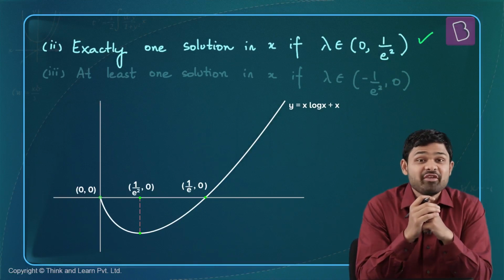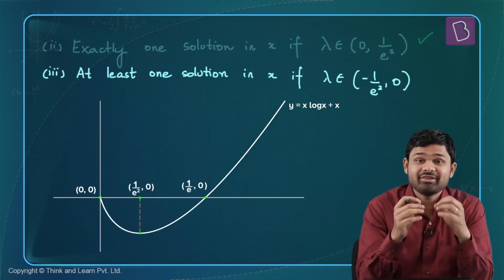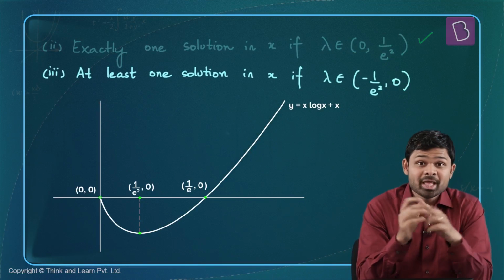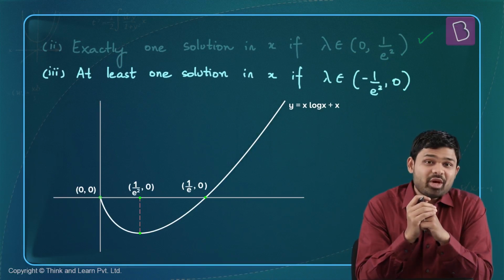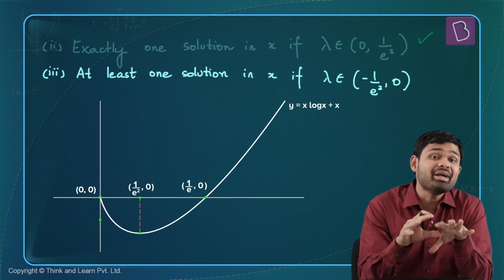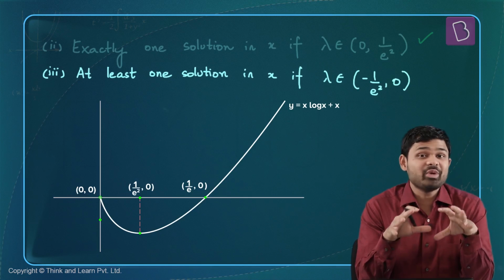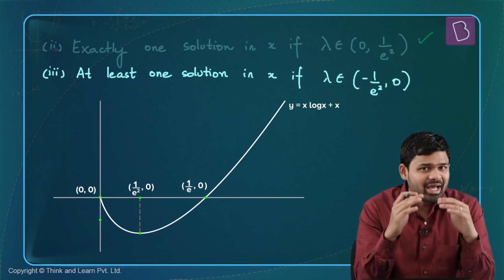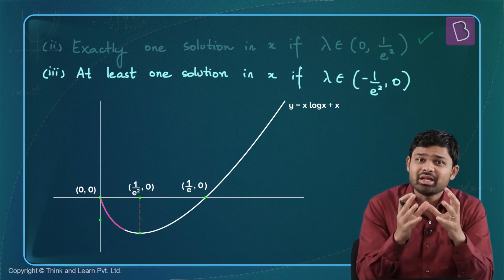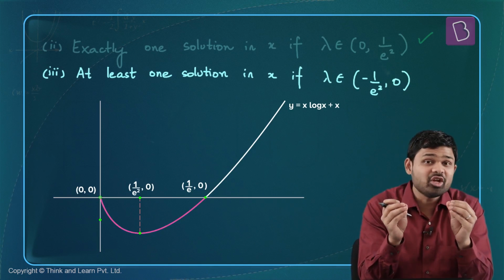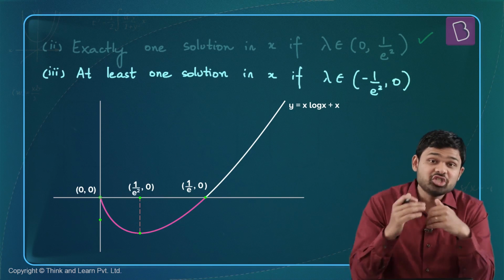Now what happens if you put the value of lambda, which is negative 1 upon e square comma 0? So negative 1 upon e square comma 0, at this point lambda is negative. So what happens when lambda is negative? When lambda is negative, you see there is that small range interval in a domain of x for which the range is going to be negative.